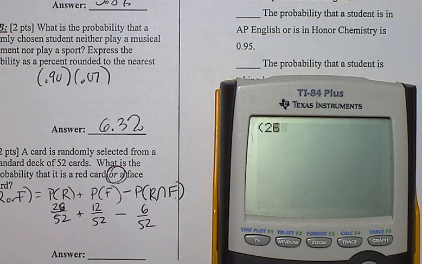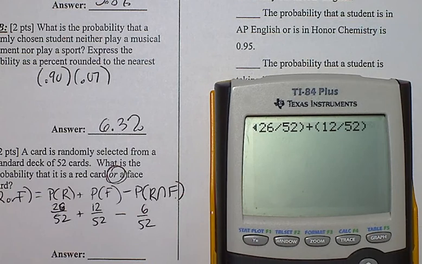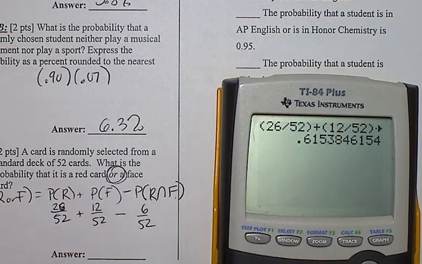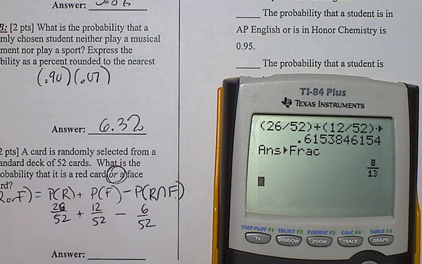26 divided by 52 plus 12 divided by 52 minus 6 divided by 52. It's not a terminating decimal. Turn it back into a fraction, and we end up with 8 over 13.